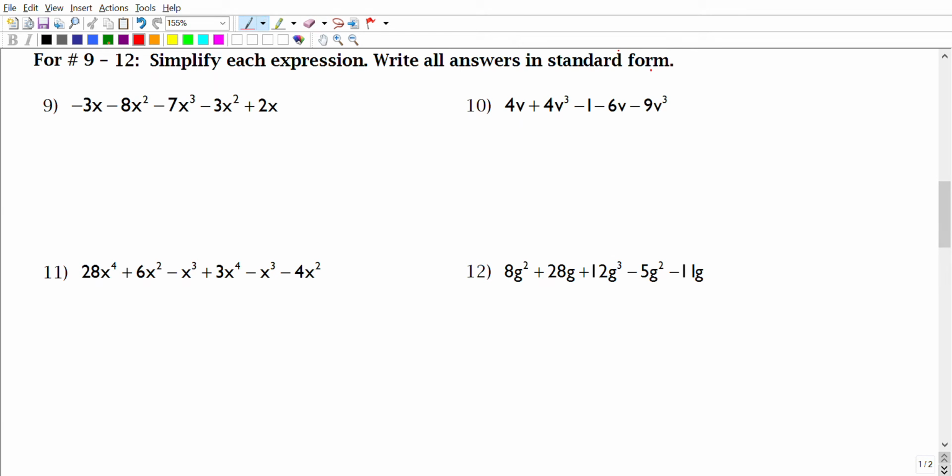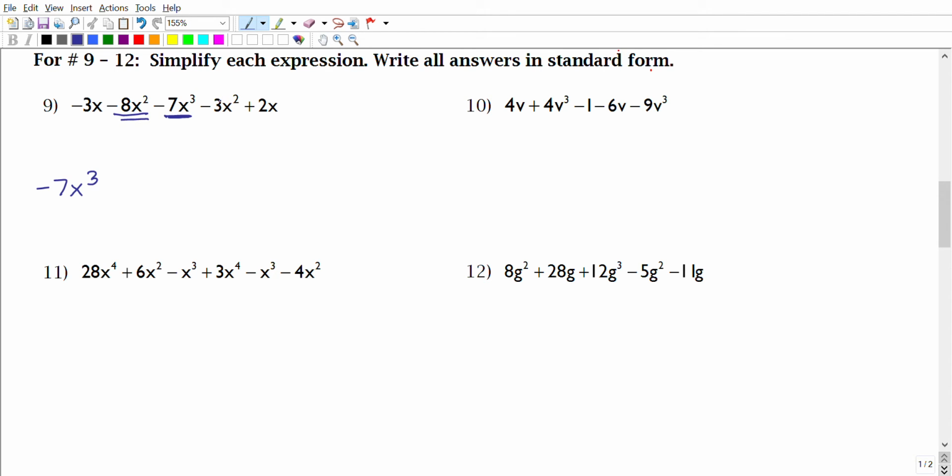All right, so what is it saying? It says, simplify each expression and write all answers in standard form. So now that it says simplify each expression, we're probably going to have to combine a few like terms here. So let's go ahead and see if we can find like terms. But again, because we want to do this in standard form, let's start from the highest exponent. So right away I see that x cubed, and I don't see any other x cubed, so I'm going to go ahead and write negative 7x cubed. All right, cool. Next one.